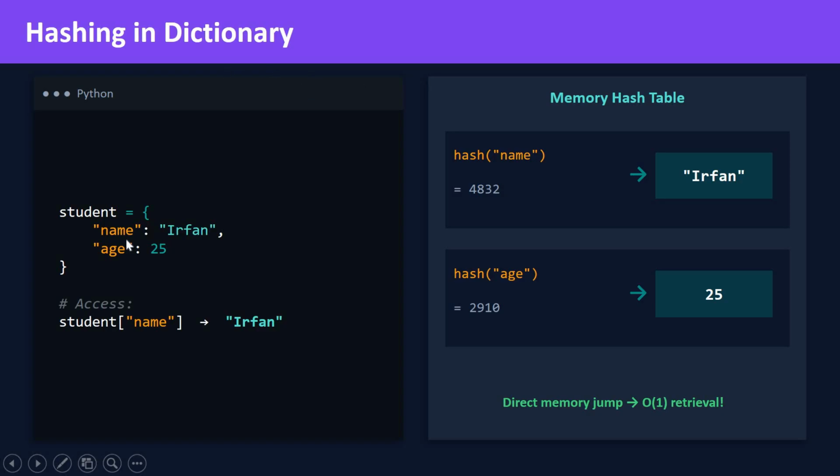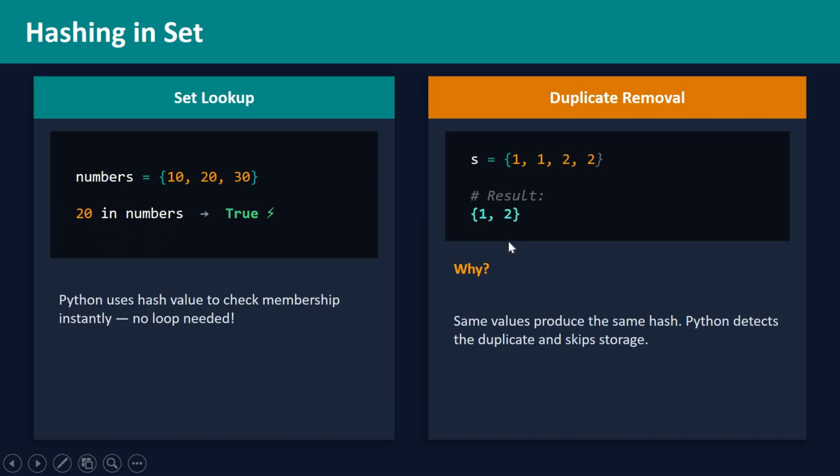Now, how does hashing work in a dictionary? Here we are using name as Irfan, age as 25. So that is a key and that is a value. We access through the key only, right? For every particular key it will generate some hash code, because a key cannot be duplicated. So for every key it will generate one hash code. On the basis of the hash code it will directly give me a value. Same for age, it will generate one hash code, and with the help of that we can directly get the value. So it is a direct memory jump with one retrieval. That's why a dictionary also uses this hashing technique.